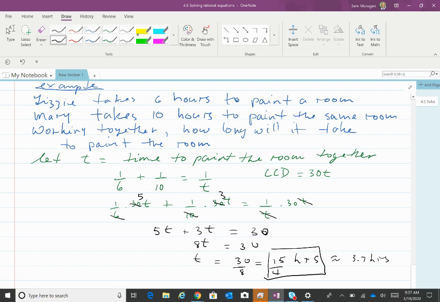So FYI, this time has to be less than the time it takes Lizzie to paint the room. That has to make sense, okay? If you're ending up with a number that's greater than 6 or greater than 10, you know that something is wrong, because they're working together, so they're going to take much less time to paint the room.